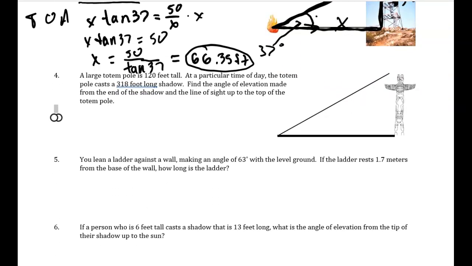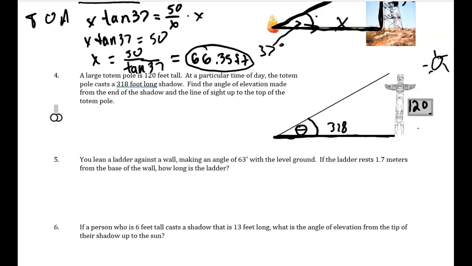Four, a large totem pole is 120 feet tall. So there's our totem pole. At a particular time of the day, the totem pole casts a 318-foot long shadow. So the sun's over here, and the shadow is this guy. You were told that that is 318 feet. Find the angle of elevation made from the end of the shadow. Here's our shadow, the end of it, and the line of sight to the top. And so we are looking for that angle there.